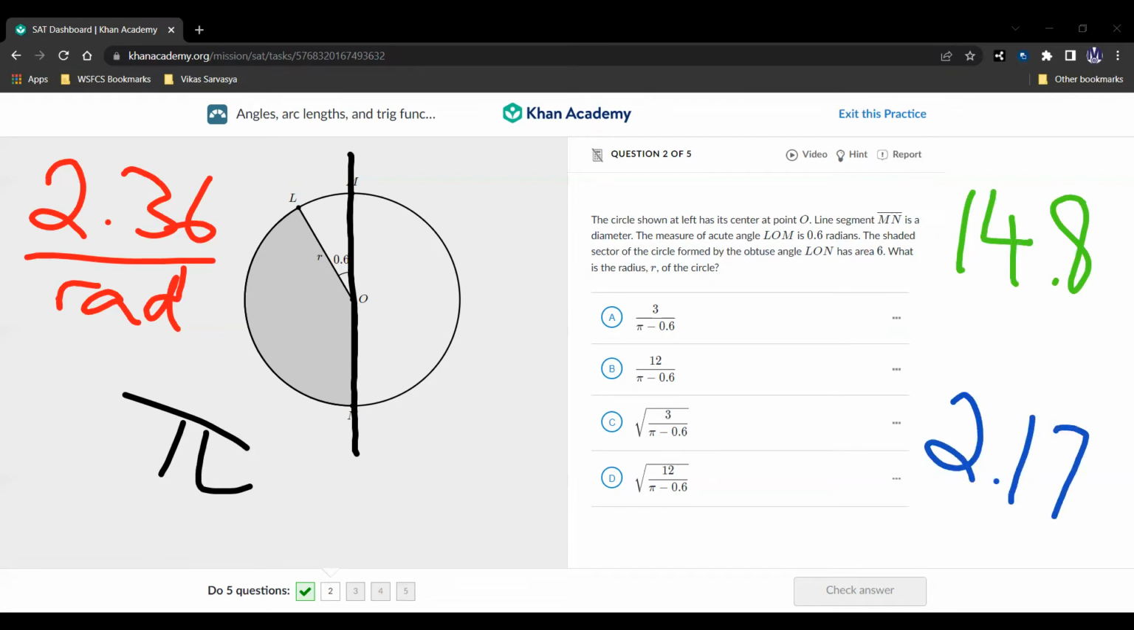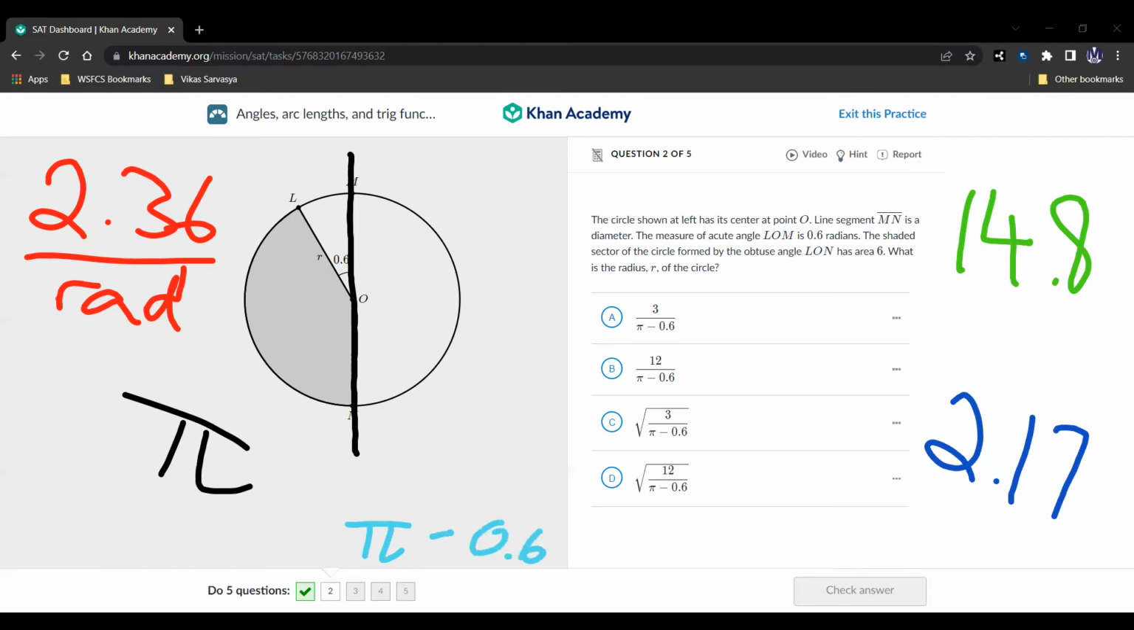That's not what they're asking us for. They're asking us for this expressed as an exact number, like a square root. So how do we do that? Well, we retrace our steps. We look at what we've done, right? We did pi minus 0.6 as the amount of radians.